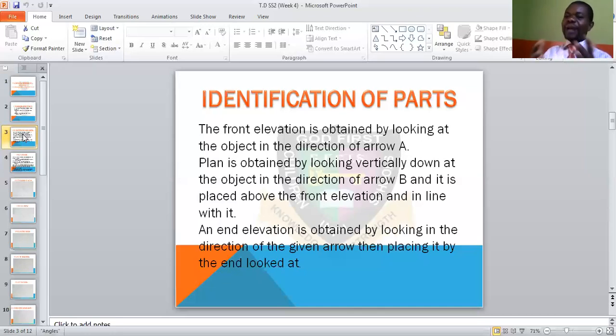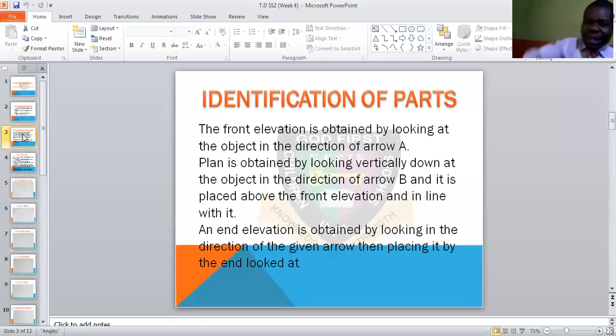The front elevation, as I've told you, is obtained by looking at the object in the direction of arrow A. This arrow, in our last class, I also told you somebody can call it Y, but it has a particular thick arrow with a thick line that shows that this is where the front view is. It is being indicated. But in the case of orthographic projection, nobody will give you this arrow. You will only be told that this was drawn in first angle or third angle projection, as the case may be.